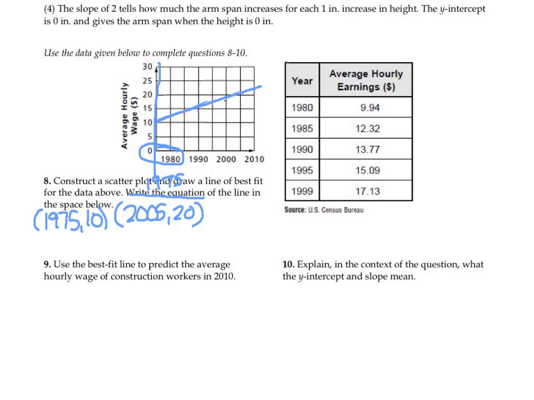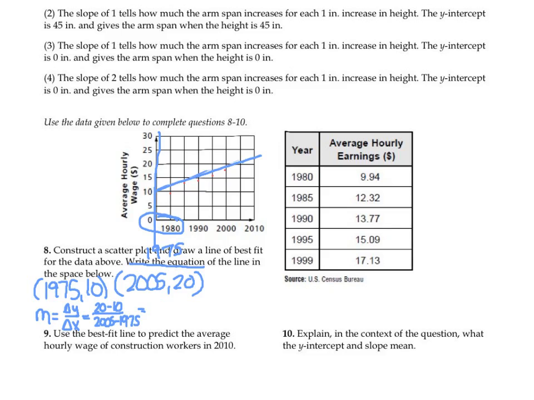And so the first thing I'm going to do is find my slope, and I know that slope is the change in y over the change in x, and so that's going to be 20 minus 10 over 2005 minus 1975, and that's going to give us 10 over 30, which is going to reduce to 1/3. Now I can plug my slope in, and that should sort of make sense. If I'm counting my slope on the graph, I'm going up 1 and over 3. That makes sense to me.